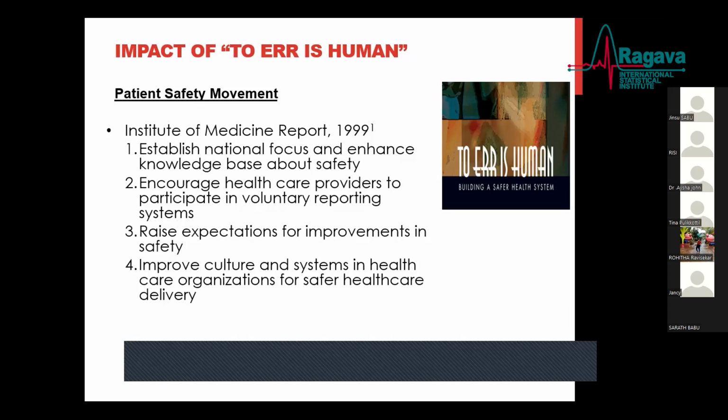Establish a national focus and enhance the knowledge base about safety. Encourage healthcare providers to participate in voluntary reporting systems. That is one important topic which we are covering today. Raise expectations for improvement in safety. Improve culture and systems in healthcare organizations for safer healthcare delivery. So this is the second topic also covered today. Among these four points, the two very important ones are incident reporting and a safer health culture.